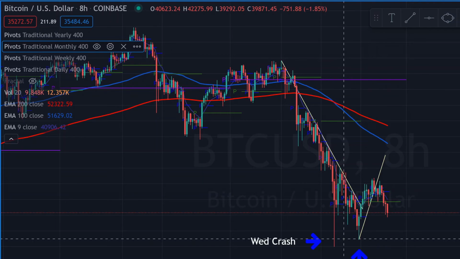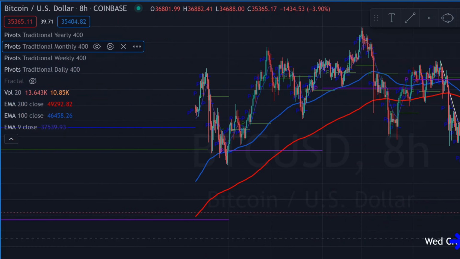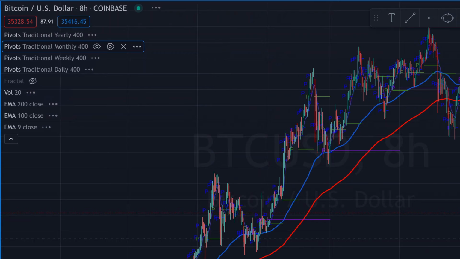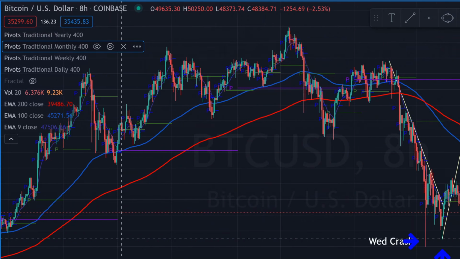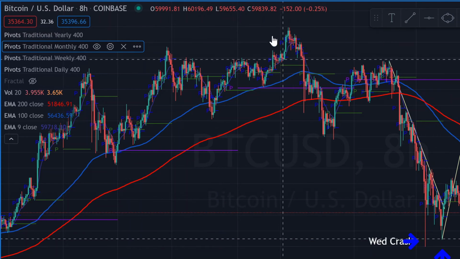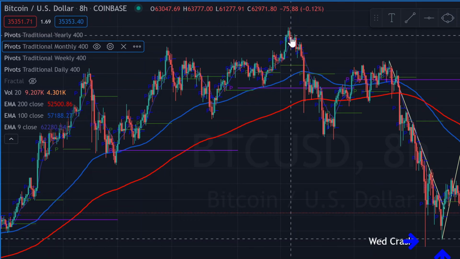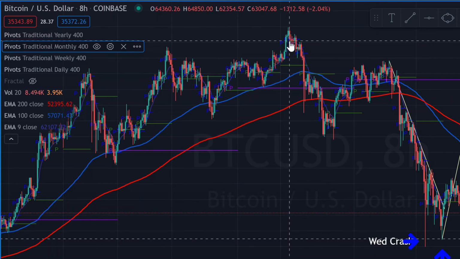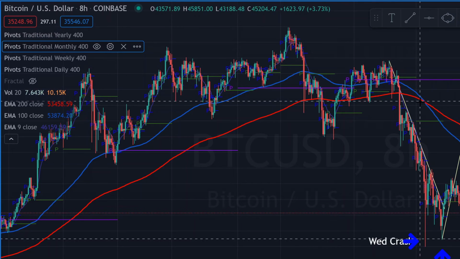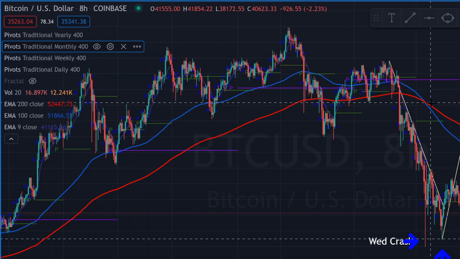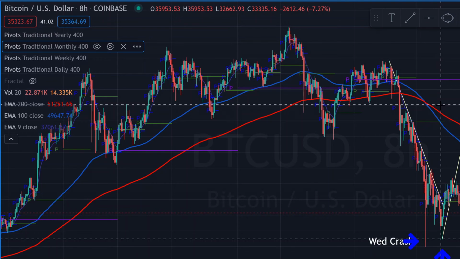So also here we have this orange pivot point, which is the yearly pivot point, which has not been hit. If we scrunch up our chart here, we can see that this is the orange pivot point. So this is the market high from April 14th. And then this is last week's crash, Wednesday's crash. And then this is Sunday's mini crash.